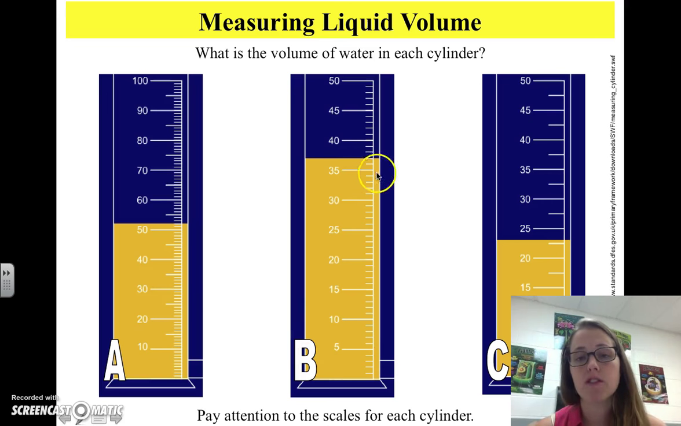So that means we can go to the big number just below it, so we know 35, and we can count up because we know each little line is 1, so 35, and then 36, and then 37. So this would be 37 milliliters.